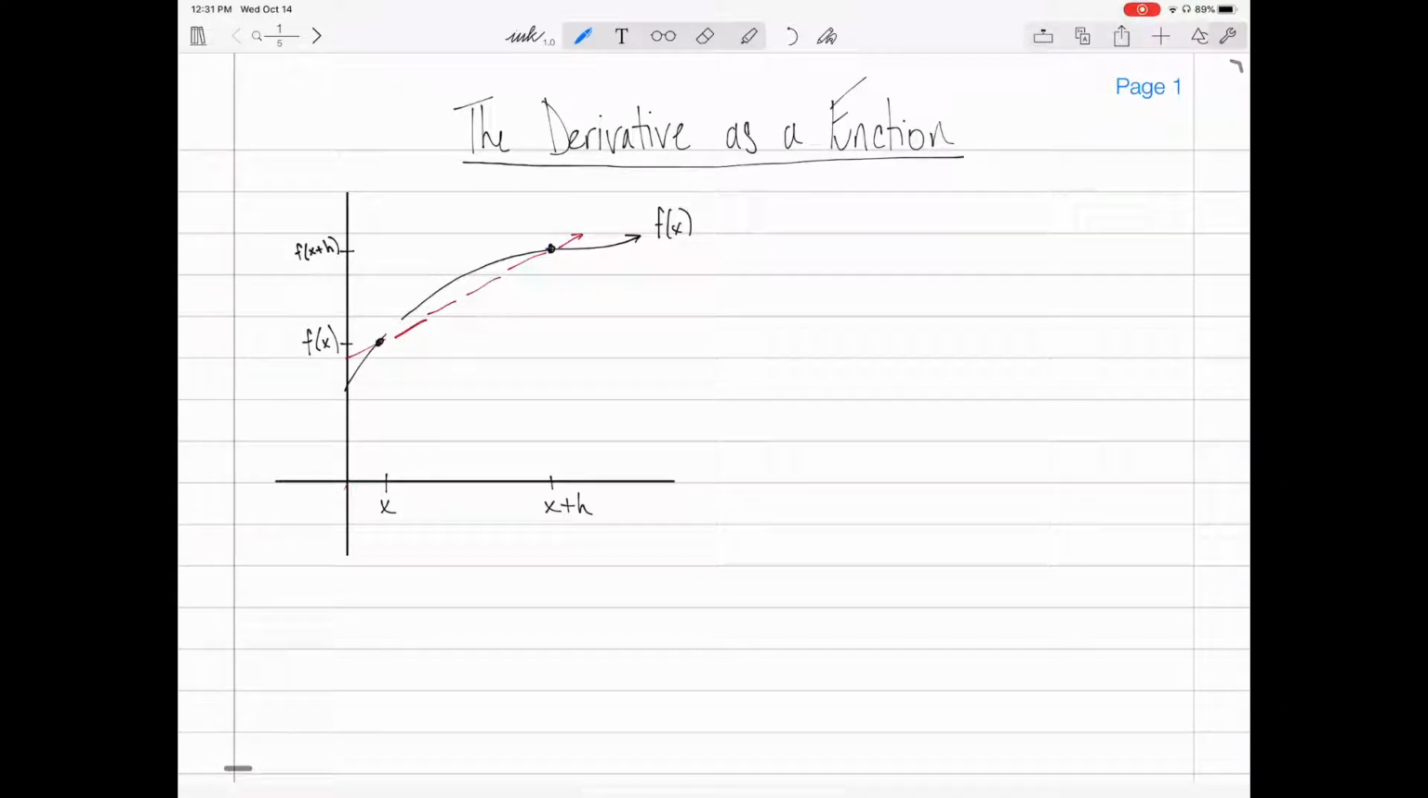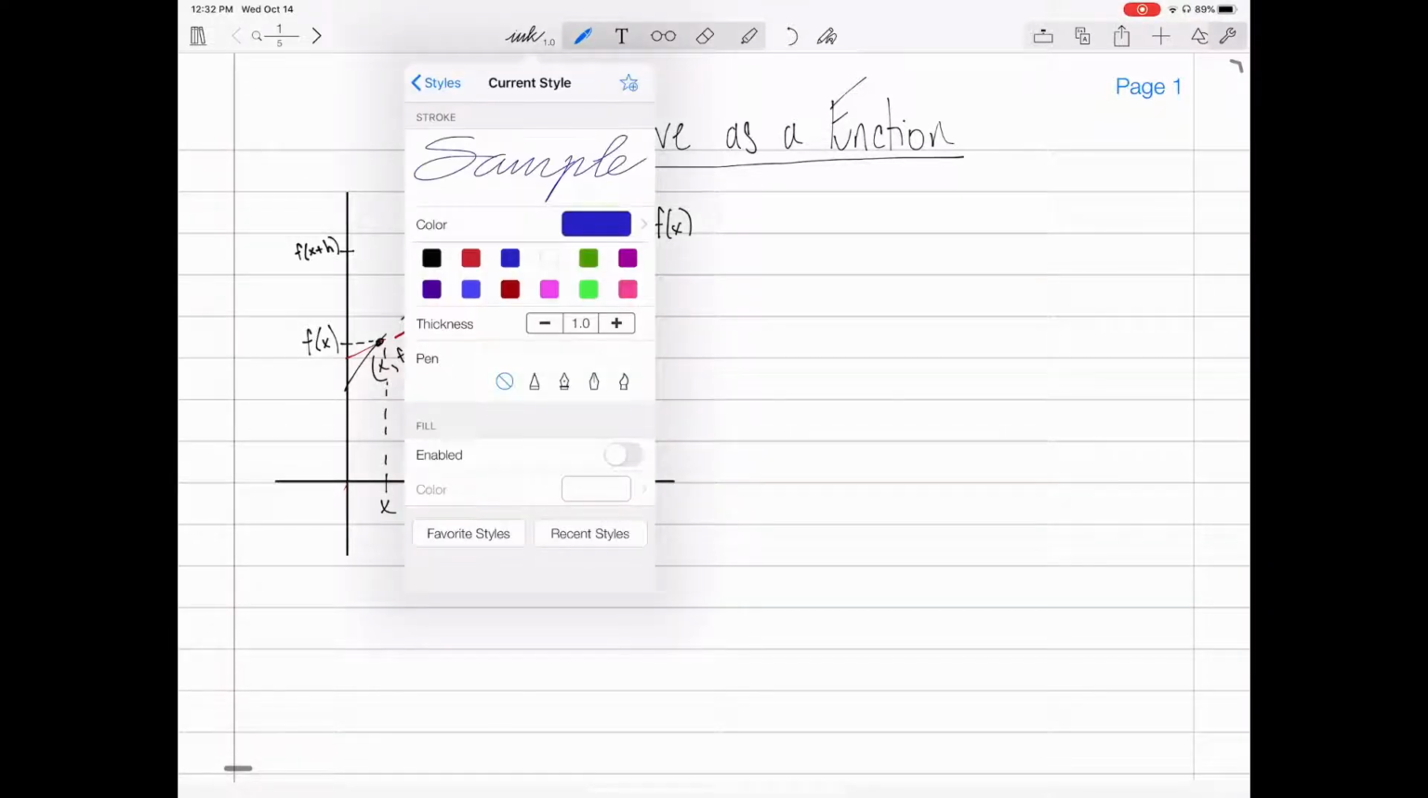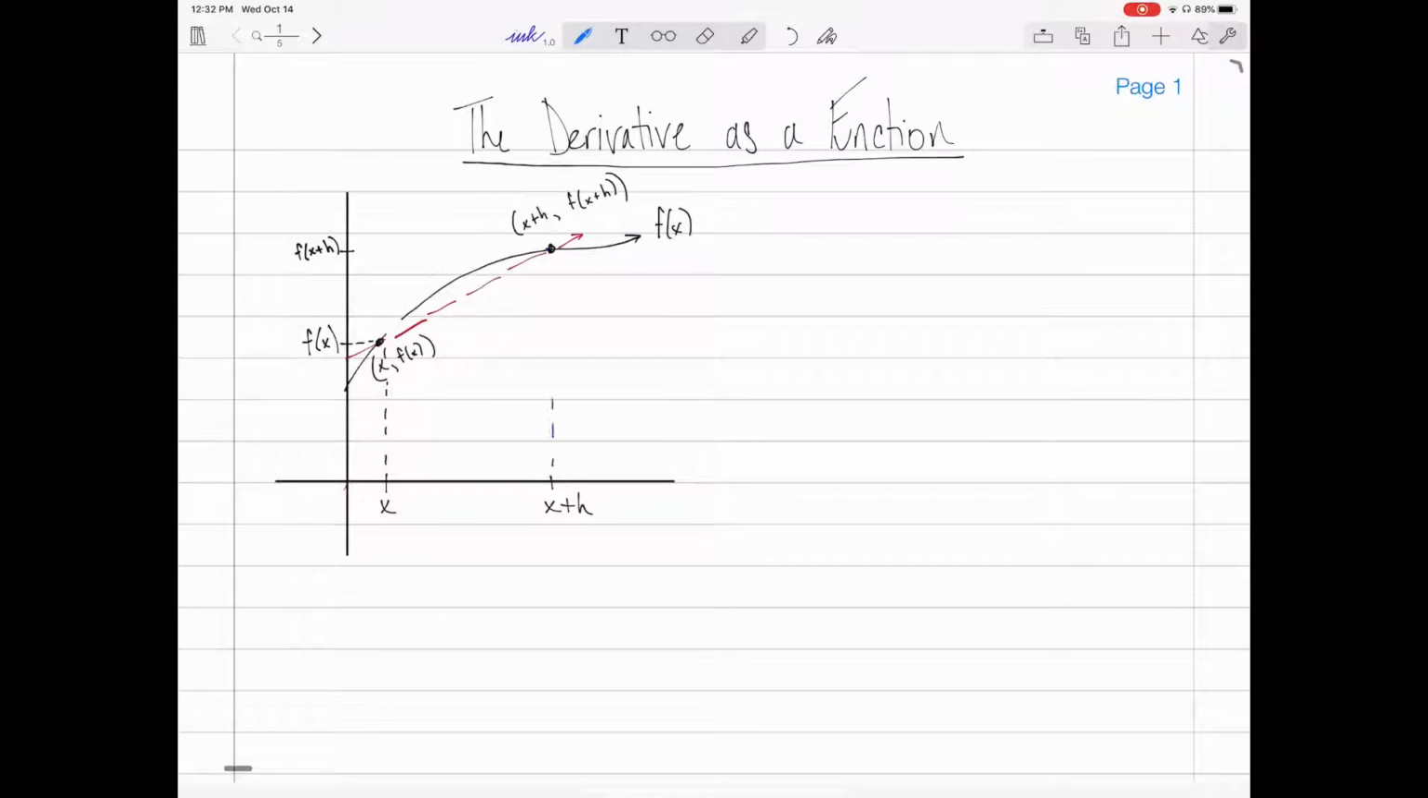Okay, so I'm going to label these points a little bit more. This point right here would have x coordinate x plus h, and then the y coordinate would be f of x plus h. That's just the corresponding y value. This point would be x comma f of x. I'm going to draw a couple little things on here. So we're talking about that point and this point.